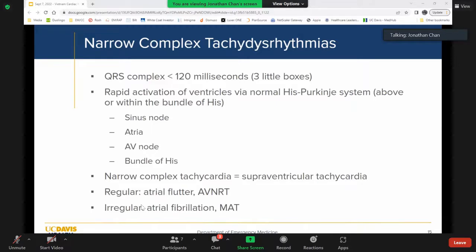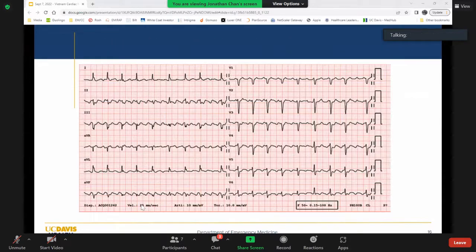And there are a couple of different examples of this. If we have a regular narrow complex tachyarrhythmia, it can be an atrial flutter, or it can be something called AVNRT. And we'll talk about each of these conditions in a little bit. And if it's irregular, it's usually something like atrial fibrillation. And again, we'll go into some of these different conditions. So here's an example. Let's look at this EKG. Any ideas what kind of EKG we're looking at here? You can write it in the chat, or you can shout out the answers, however it's easier for you.